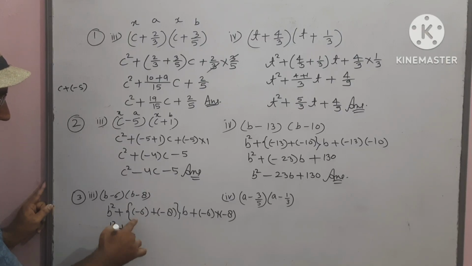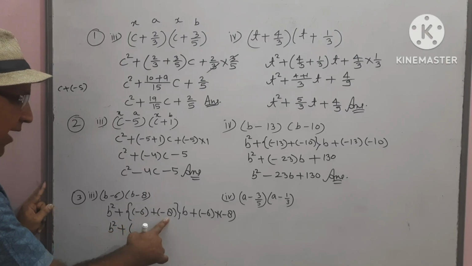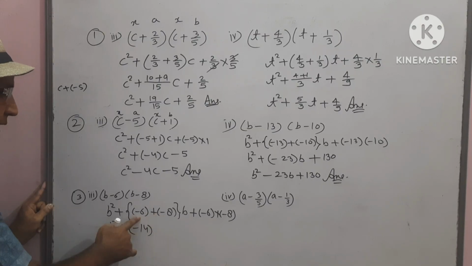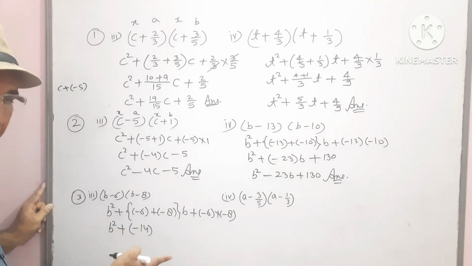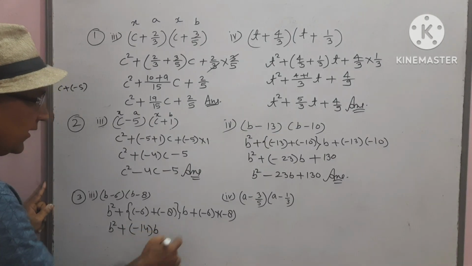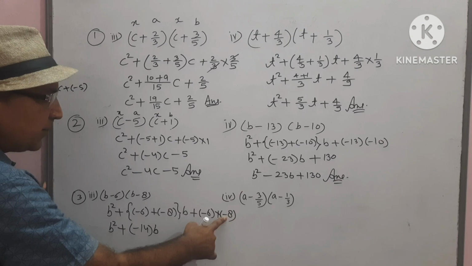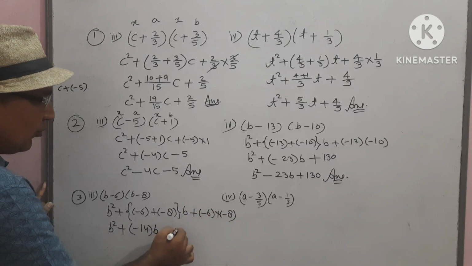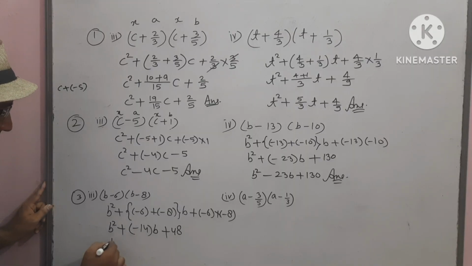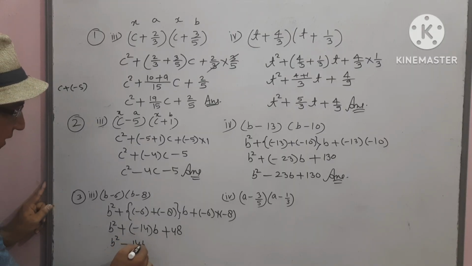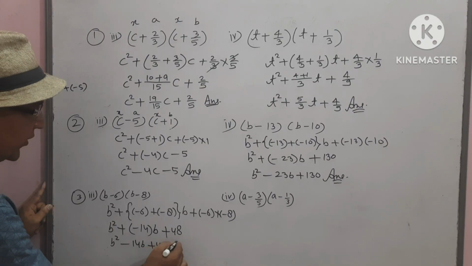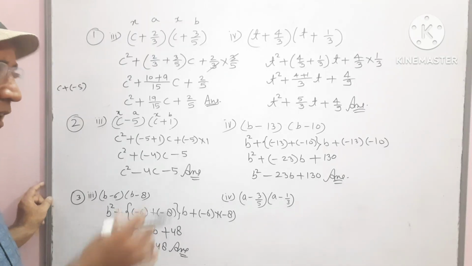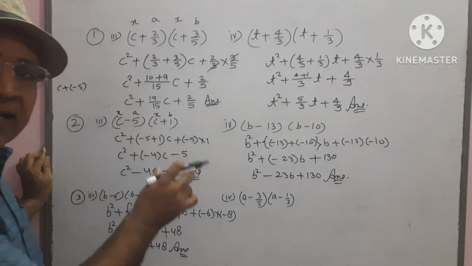B square plus minus 6 is added with minus 8, it will become minus 14, because both have the negative sign, number will be added. Okay, then B minus into minus becomes plus, plus is multiplied with plus becomes plus. 6 into 8, 48. Now open this bracket. B square minus 14B plus 48, and this is your answer. Okay, same in every question we are following the same process.